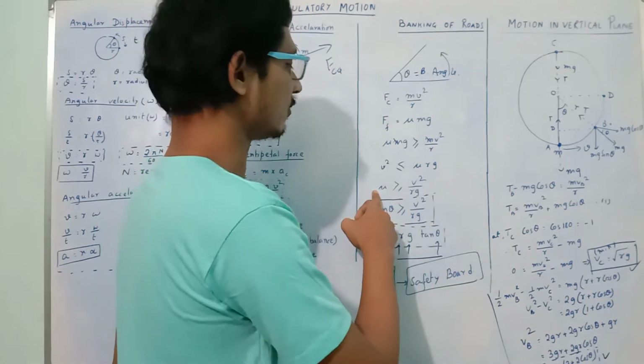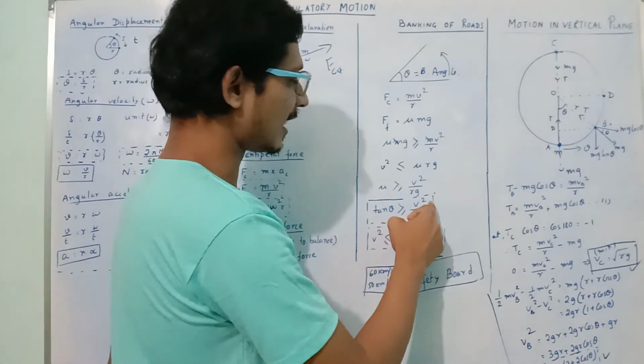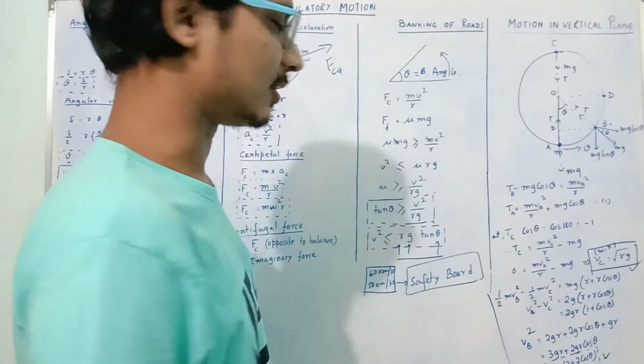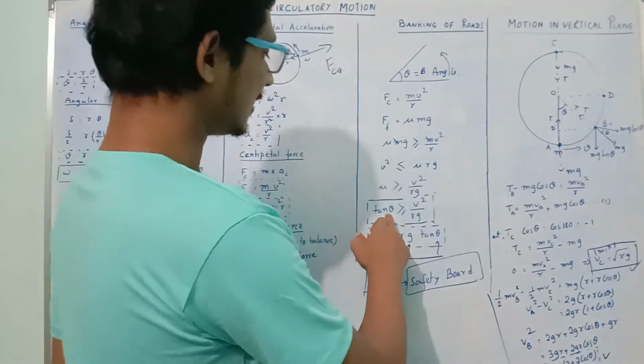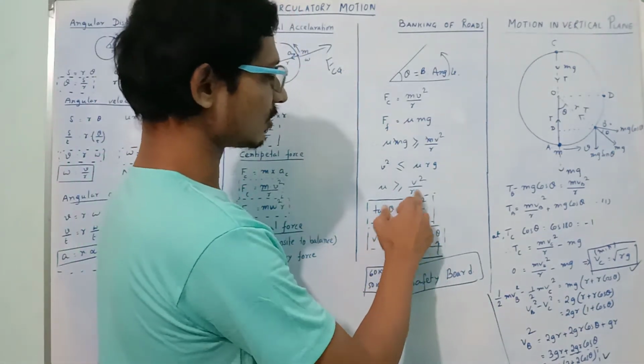From there you can calculate mu. So mu is equal to tan theta, equal to v square by rg. So tan theta will be given as v square by rg. Now here theta is known, r is known, g is known, so v will be known.